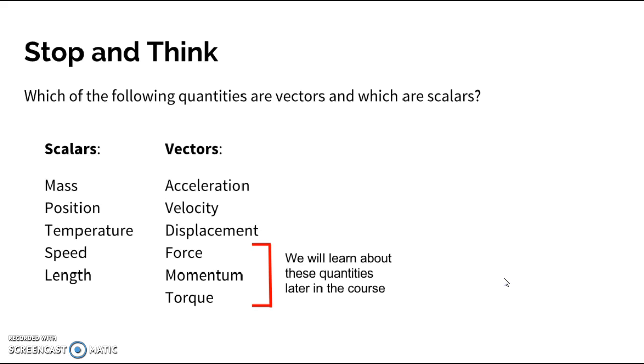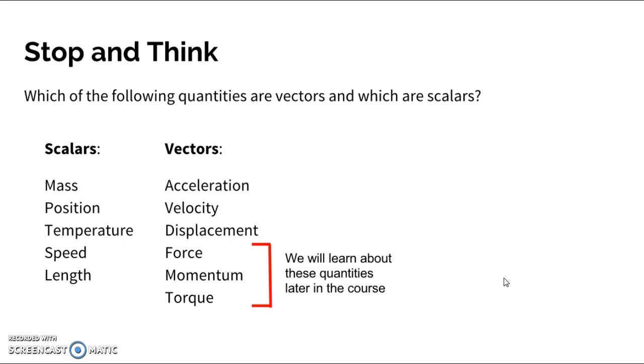In this list, the scalar quantities are mass, position, temperature, speed, and length. It doesn't make sense to have a mass of 5 kilograms north. The north part doesn't make any sense. So those are scalar quantities.